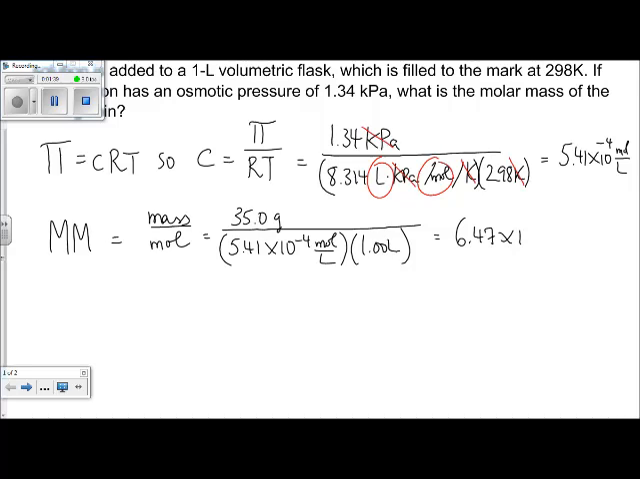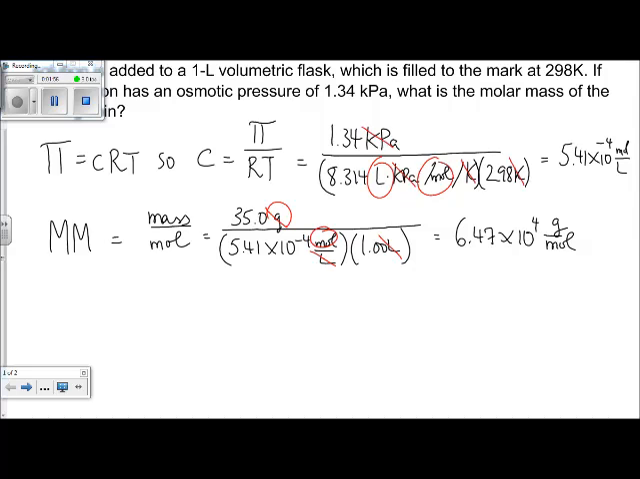So in the denominator we have moles, and the numerator we have grams. So now we just again do the math, to give us an amount in grams per mole. So this is the molar mass of this particular hemoglobin molecule. Note that it's very large, as is typical for molecules that we use the osmotic pressure to determine the molar mass.